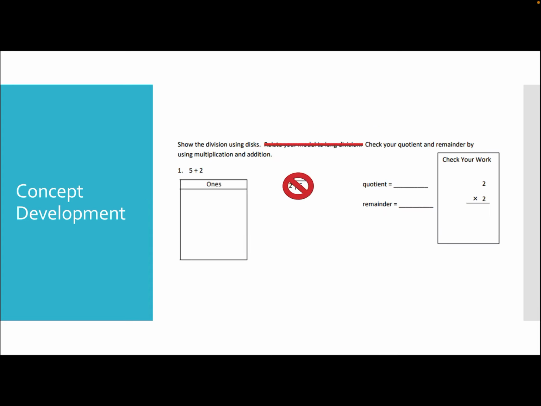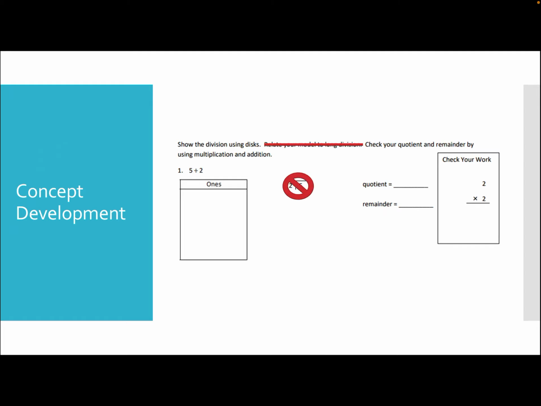The last thing we're going to do is number 1 in the problem set together. You can see just like in lesson 16, I've crossed some things out. We are not going to relate it to long division because we are not doing long division in 4th grade. So I crossed out that direction. I put a big X through the long division symbol and everything because we're not doing any of that.